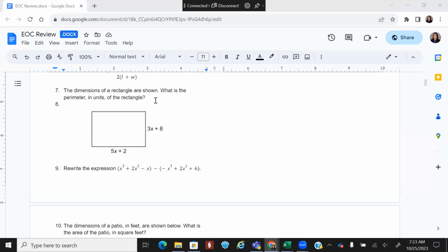So the dimensions of the rectangle are shown. What's the perimeter in units of the rectangle? So what's the perimeter of this guy? Well, how do we go about doing that? What is perimeter?